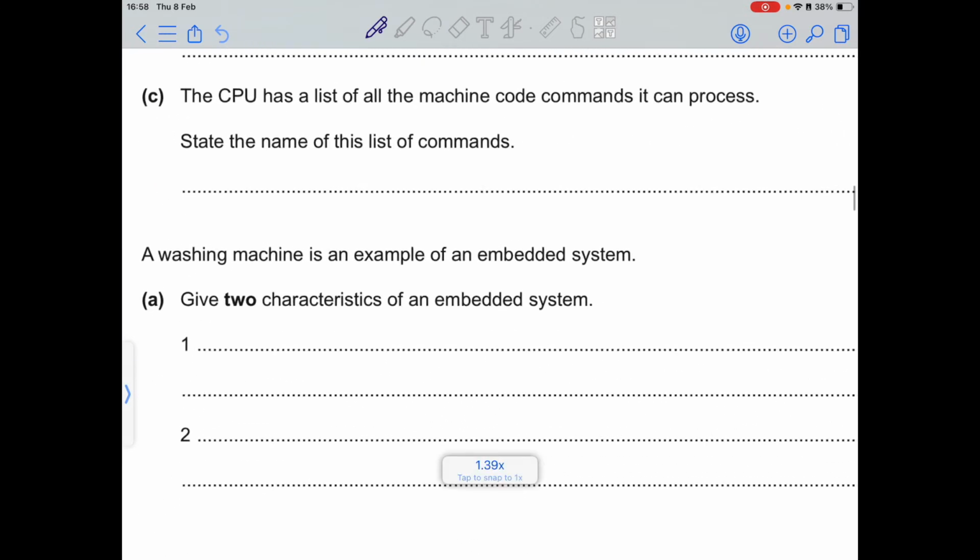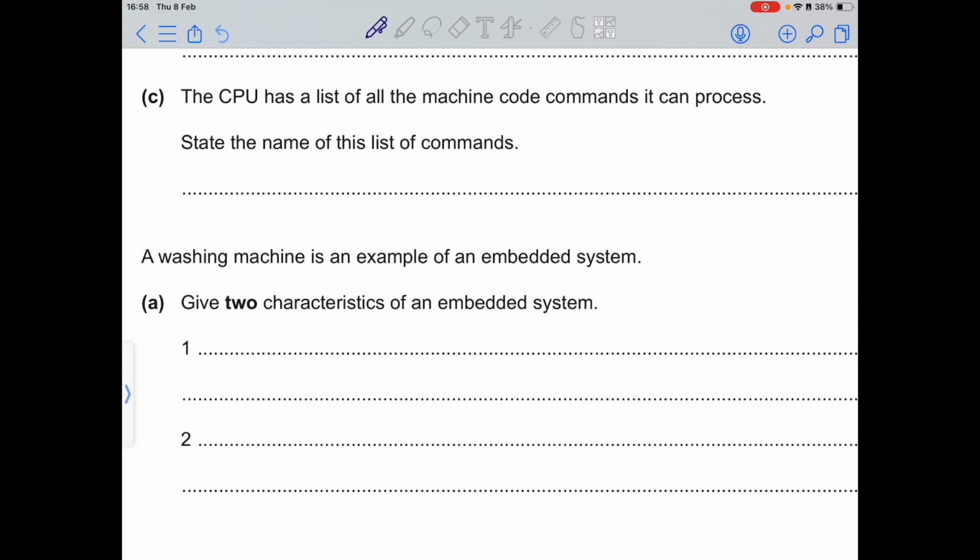The CPU has a list of all the machine code commands it can process. What is this list called? It's called the instruction set. The instruction set contains the opcodes and the operands, which is the limited number of machine codes that a CPU can actually process.